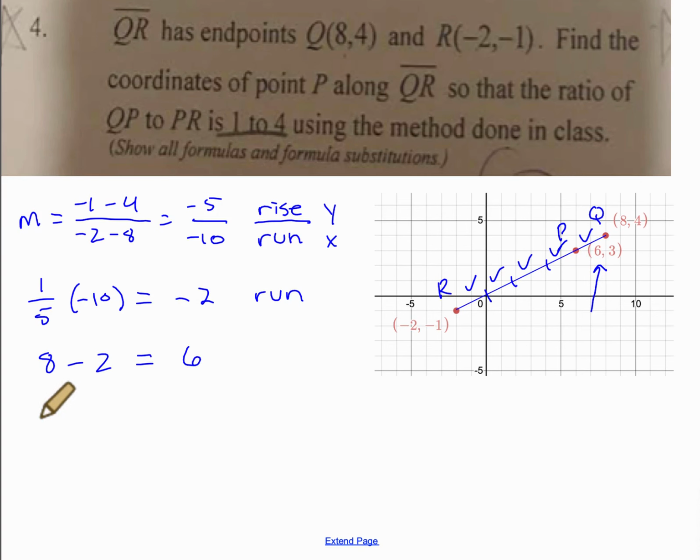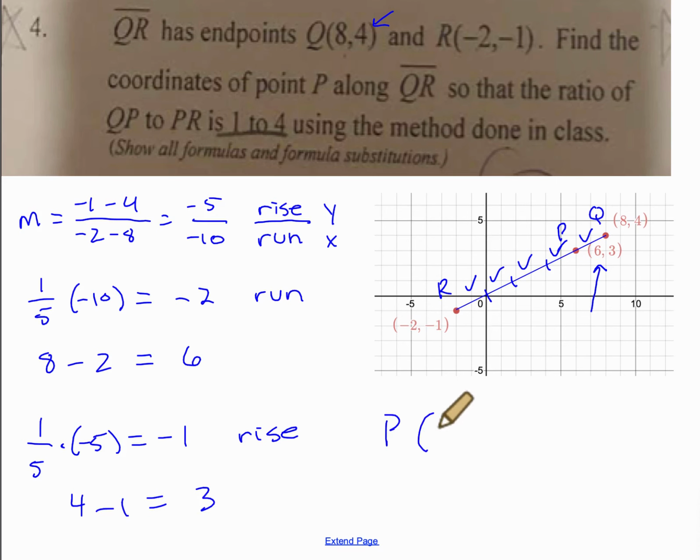So then I do the same thing with the rise. 1/5 times -5 is equal to -1, which is the rise. And then I take the y coordinate of point Q, which is 4, and subtract the 1 to get the new y coordinate of point P. So we finally get point P with an x coordinate of 6 and a y coordinate of 3.